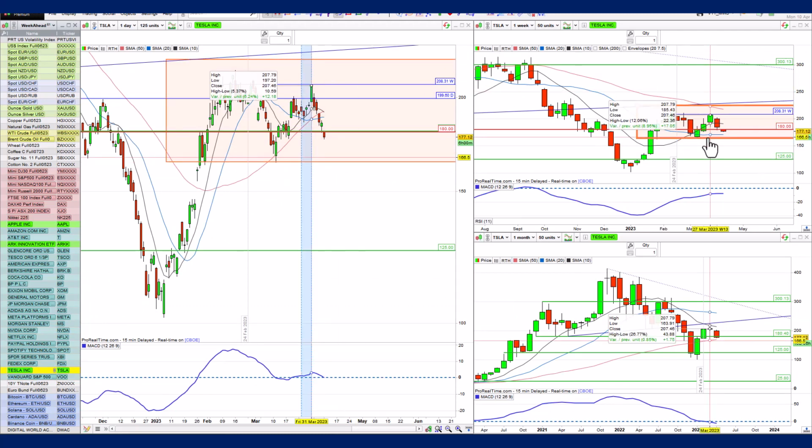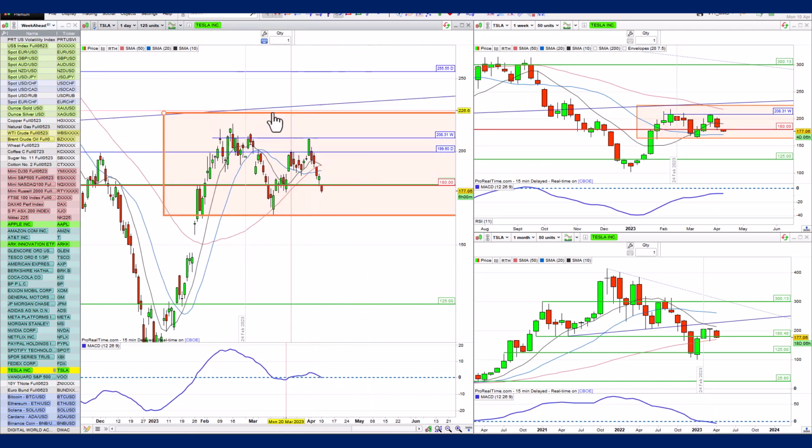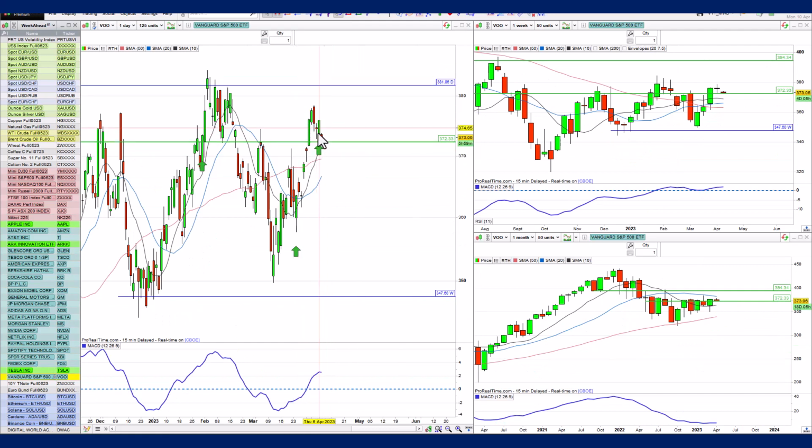So this area here, for me, is still the danger zone. If we break below that, we'll start to see price head lower. If we could break above this 230, then I expect it to continue higher, but it's struggling a bit with that. And finishing off with Vanguard, a pullback here to a nice bullish candle.